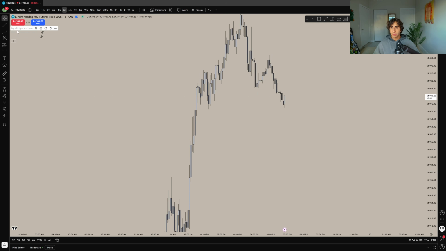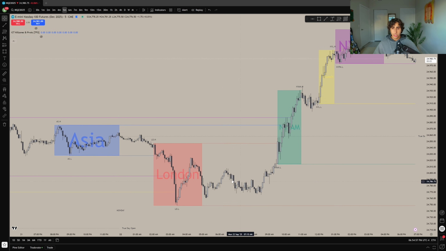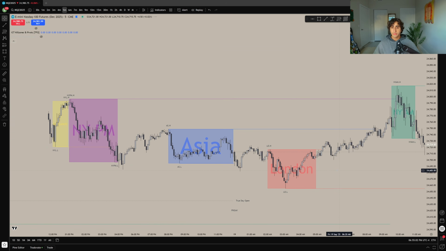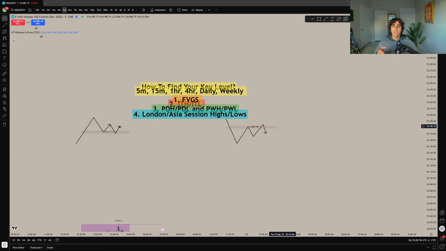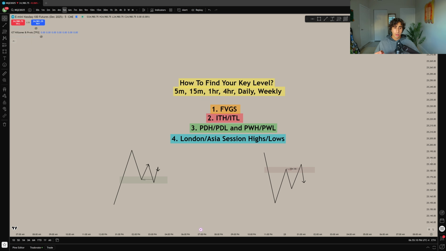But yeah, this marks out the London and Asia session pretty well for you, so you can just look at this. And again, these are great draws on liquidity, as well as areas to be bouncing off. Oftentimes we hit this and then we end up reversing off of that. But yeah, those are your key levels. These are your main key levels that you want to be focusing on for this model.